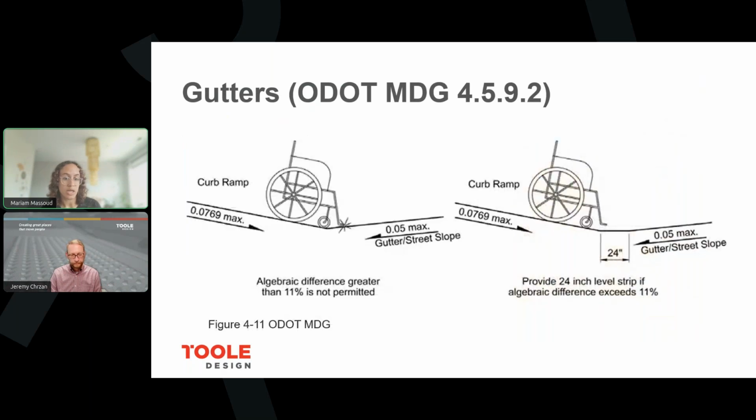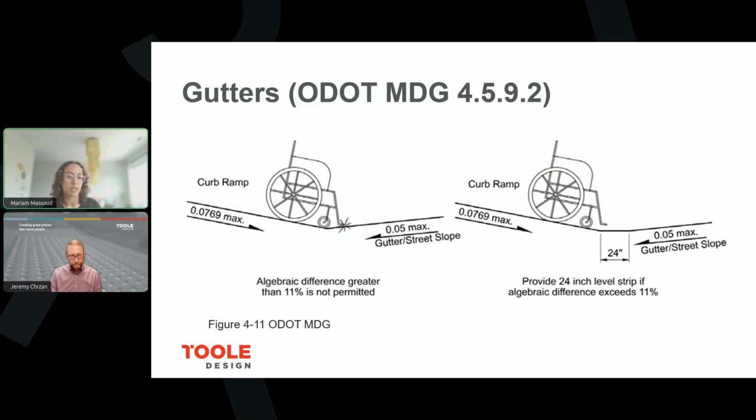The next slide has some more guidance on this issue. So if the curb ramp and the gutter are too steep or there's too big of a change in grade between those, then someone in a wheelchair can actually bottom out and have their shoes or the bottom part of their wheelchair getting caught in the pavement, and they could be stuck or it could be painful for them.